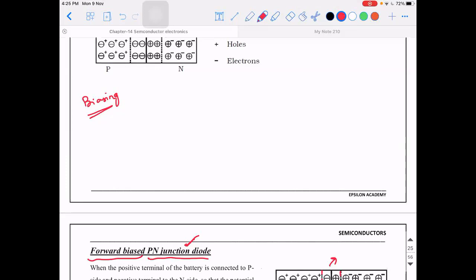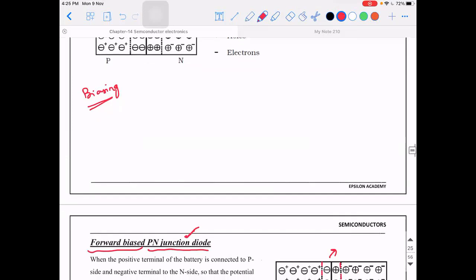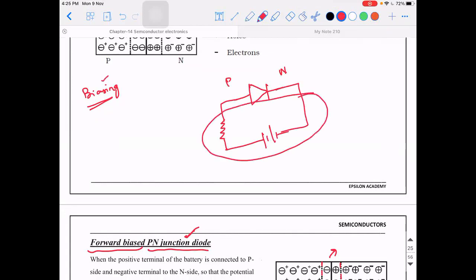Okay. So what exactly this means is, a PN junction diode is a semiconductor, right? So this is P type, this is N type. So when I take this P type semiconductor with the help of a resistor, if I connect it across a battery like this, then this kind of a process is called as biasing.